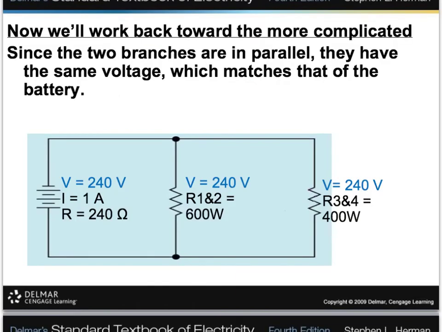Okay, so now we're working in reverse. So we're going to go from the simplified circuit to the more complex circuit. We know that the current going from here is 1 amp. And then when it gets to this spot here, it's going to split. So some of it's going to go this way, and some of it is going to go this way. But these two here are in parallel with each other. Since they're in parallel with each other, the voltages are the same. So if the battery is 240 volts, this is 240 volts, and this is 240 volts.